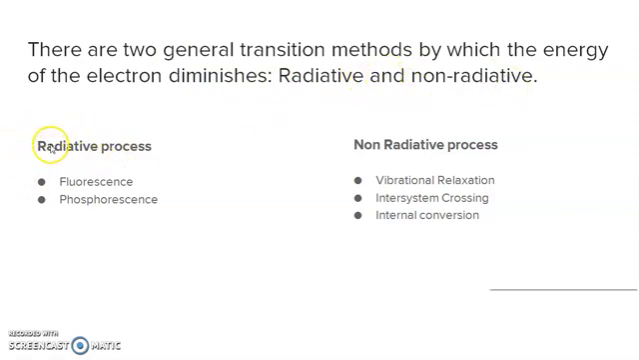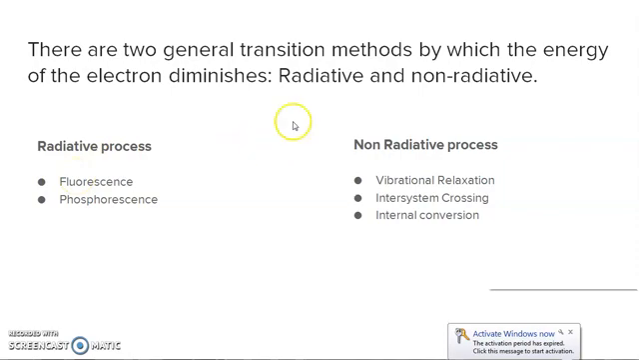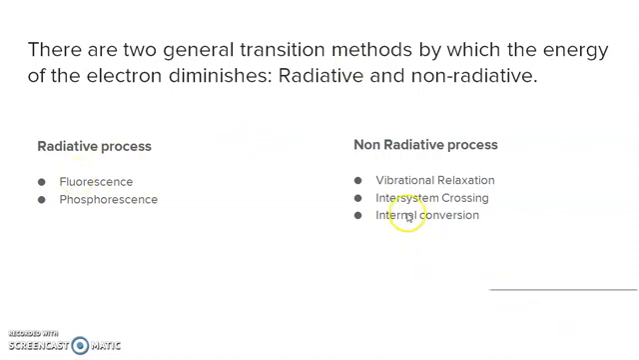And in the radiative process, the fluorescence and phosphorescence are considered, whereas in the non-radiative processes, there are vibrational relaxation, intersystem crossing, and internal conversion. So the energy is still lost, but there is no emission of electromagnetic radiation in this set of processes. So these are the ways in which the excited molecule will tend to relieve the energy, either in the radiative or in the non-radiative forms.